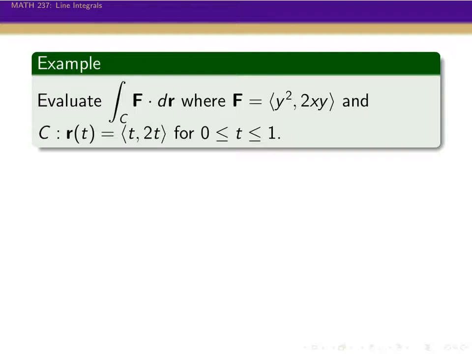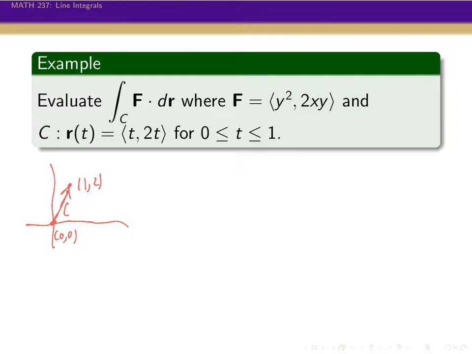So we're integrating, our vector field is y squared comma 2xy, and our curve is parameterized by t comma 2t from 0 to 1. And so if we're thinking about this on the xy plane, this is just starting at the point 0, 0, and going straight to the point 1, 2. And so that's our curve, C.